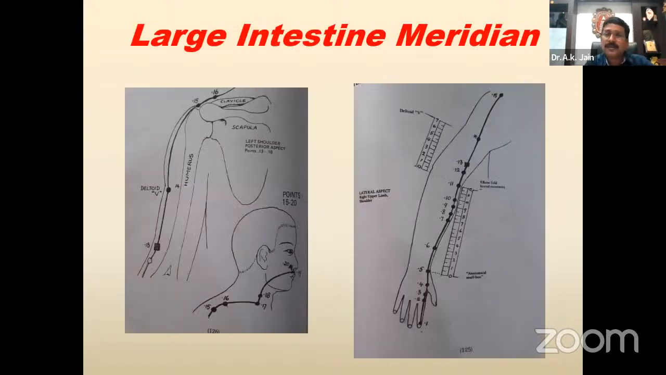This is the pathway of the large intestine. LI1.